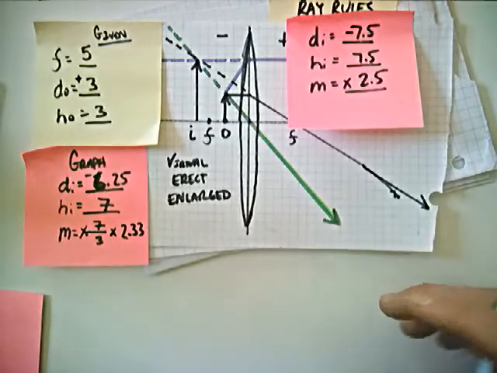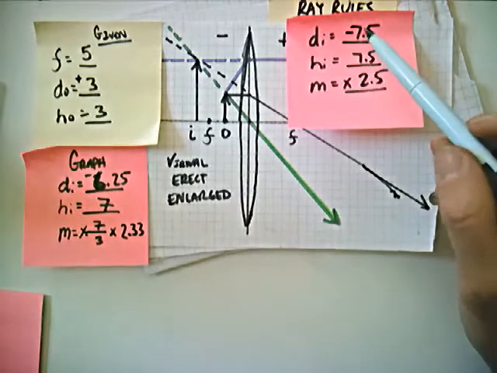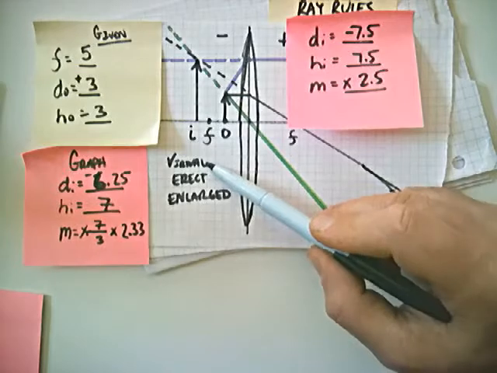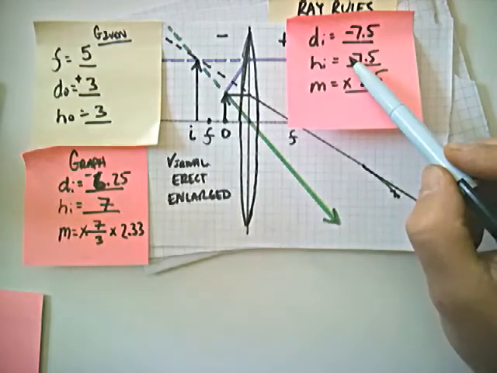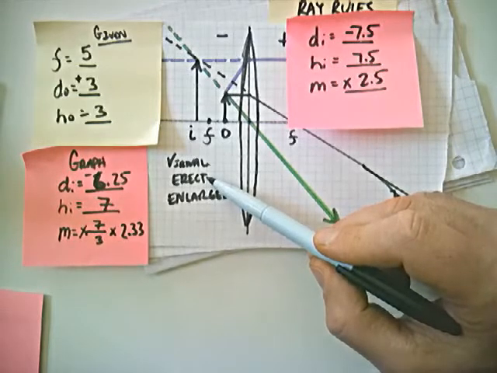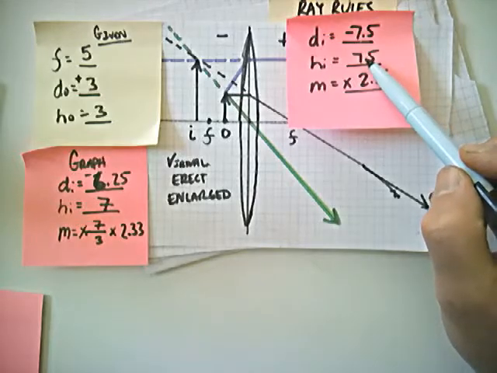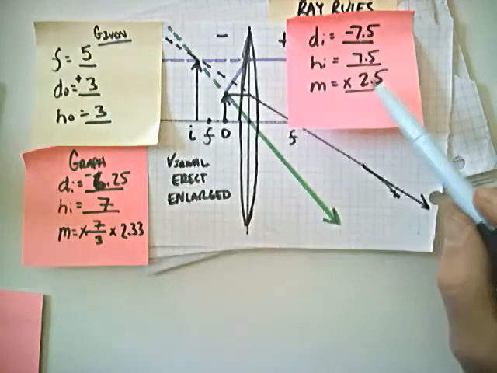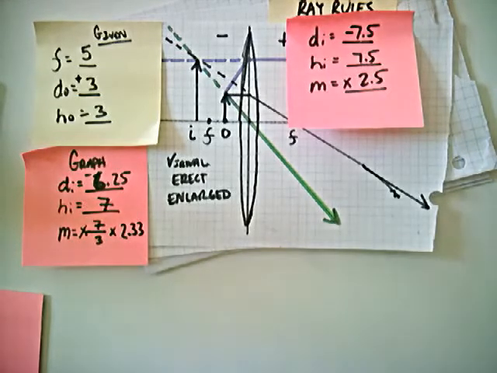Close enough. Now let's check our math answers and make sure that they match our graph answers. Well, DI is negative, and that's why it's virtual. And it's erect because the sign of HI is positive. Okay, matching up. And then it's enlarged because HI is greater than HO, but magnification tells a real story, and the magnitude of the magnification is greater than 1. And there you go. There you have it. Our second example of converging lenses.